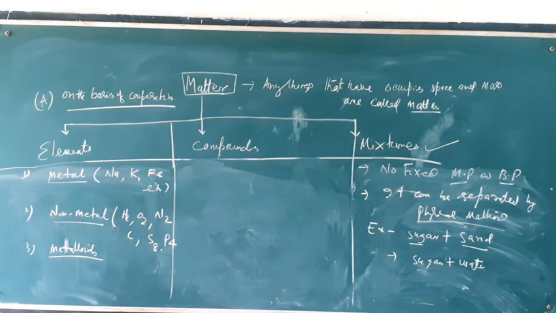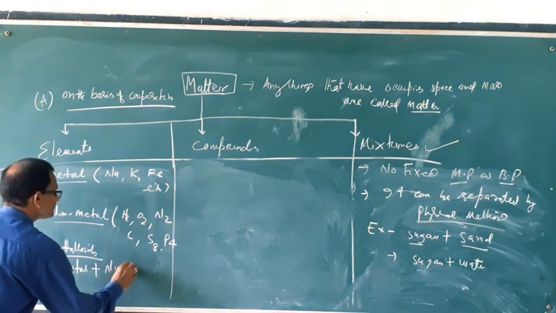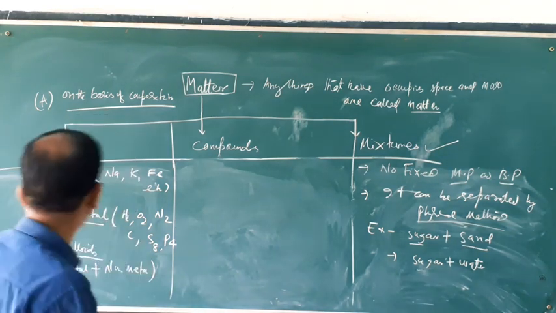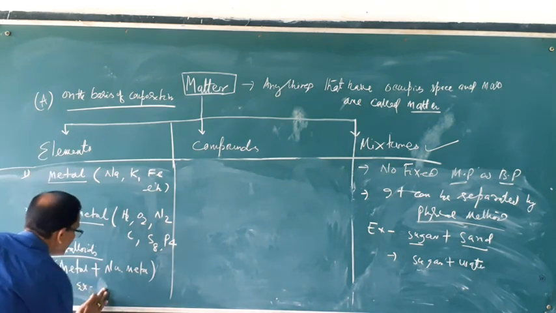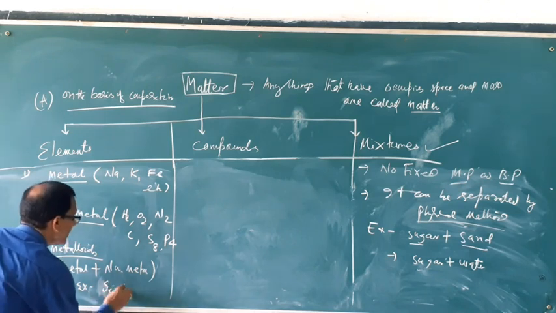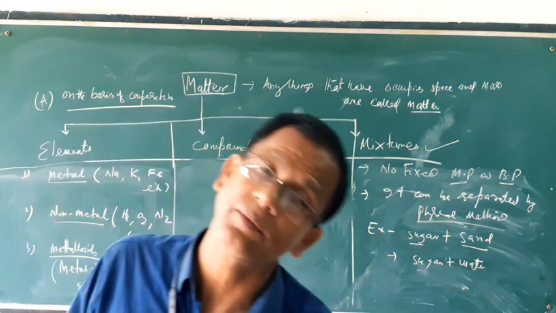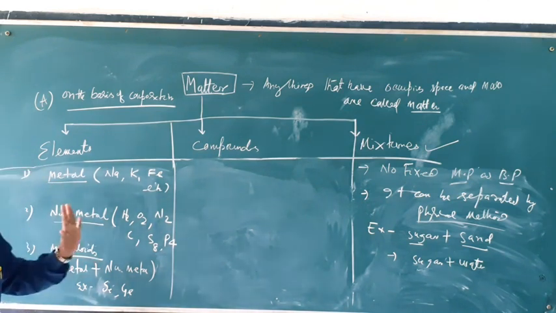Metalloids show both behaviors, metallic nature and non-metallic nature. Both metal property and non-metal property, both they show. Examples are silicon, germanium. These are metalloids, behaving with both metallic and non-metallic properties. So on the basis of properties, elements are of three types: either metal, non-metal or metalloid.